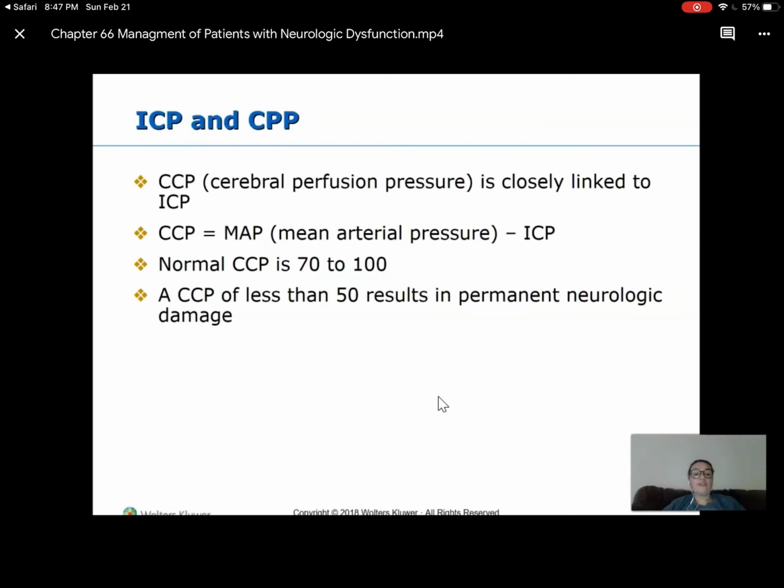All right. So CPP stands for cerebral perfusion pressure, closely linked with ICP. Both of these you need to know. This is how you find a mean arterial pressure right here. This is the formula. A normal CPP is 70 to 100. Less than 50 results in permanent neurologic damage. You need to understand all these levels. You need to understand how to interpret them.